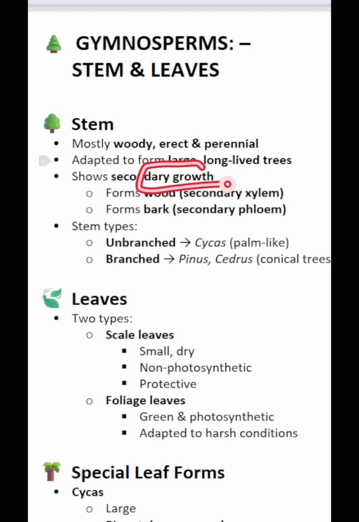Secondary growth is distinct in the stem of gymnosperms, because secondary xylem is well developed and secondary phloem is also present, which forms a bark-like appearance.